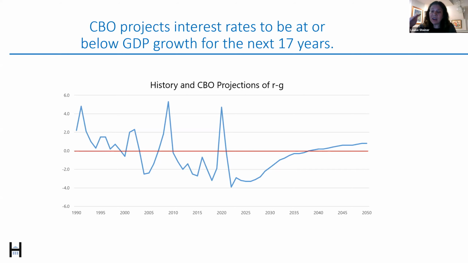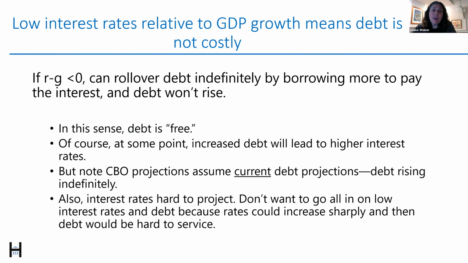But this R minus G dynamic is really an important consideration. We're not just a little bit below G, we're quite a bit below, which means that debt is just not costly. So if R minus G is less than 0, and if it would stay there forever, you could roll over debt indefinitely by borrowing more to pay the interest, and the debt won't rise. So you could just keep borrowing. In that sense, debt seems free. You just keep borrowing and you don't have to pay anything.